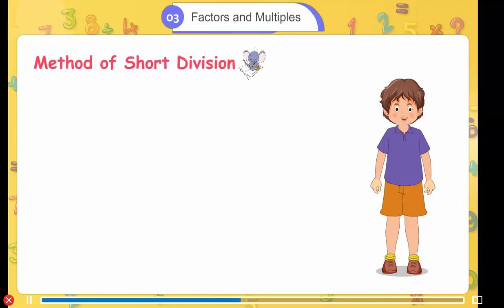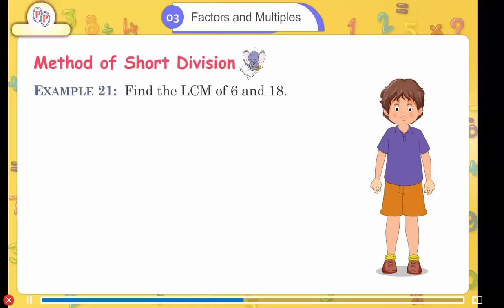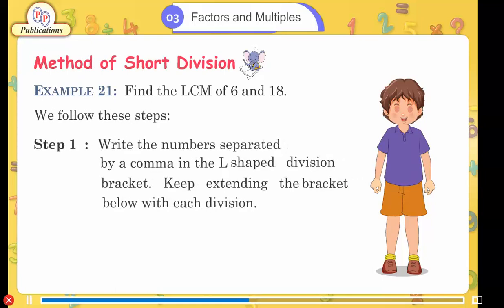Method of short division. Example 21. Find the LCM of 6 and 18. We follow these steps. Step 1. Write the numbers separated by a comma in the L-shaped division bracket. Keep extending the bracket below with each division.